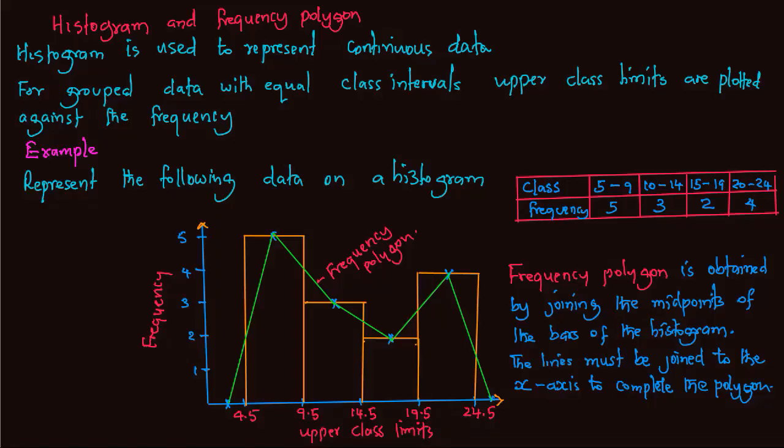Another data representation method is the histogram and the frequency polygon. The two representation methods are related because a frequency polygon is obtained from a histogram. Histogram is used to represent continuous data.